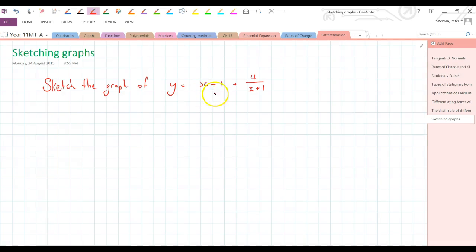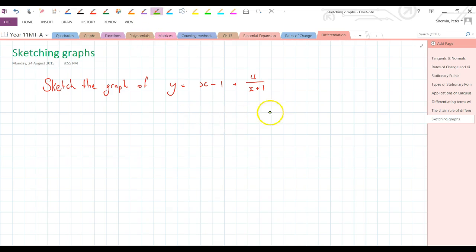Well, we're going to look now at a different type of graph again, and it's brought about by, we've got a fraction here with x underneath. That brings in some changes, although we are used to that with hyperbolas. But this x minus 1 just changes things up a little bit as well. So let's get to work on this.